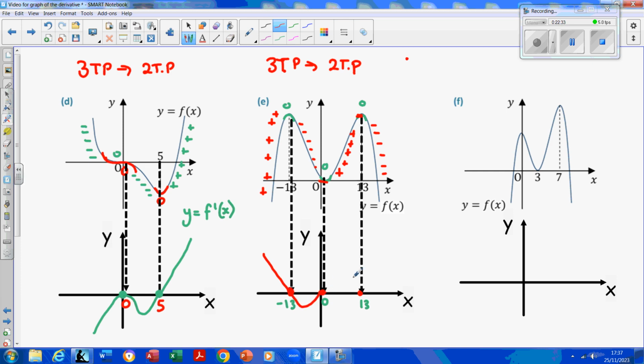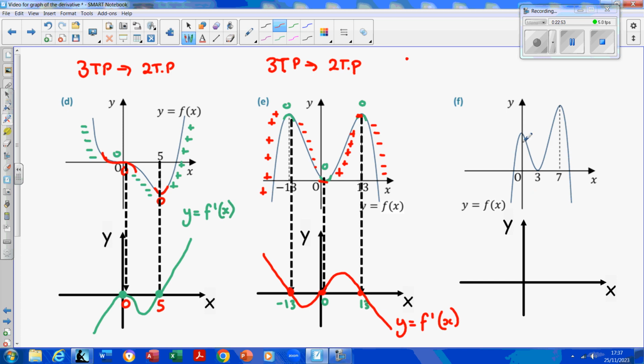Then in between these two turning points, it's positive, so it comes up, and we just make it turn and come back to 0. And then after this turning point, it's got to be negative, so it shoots below. So the graph of y is equal to f dash x. 2 turning points, as expected.